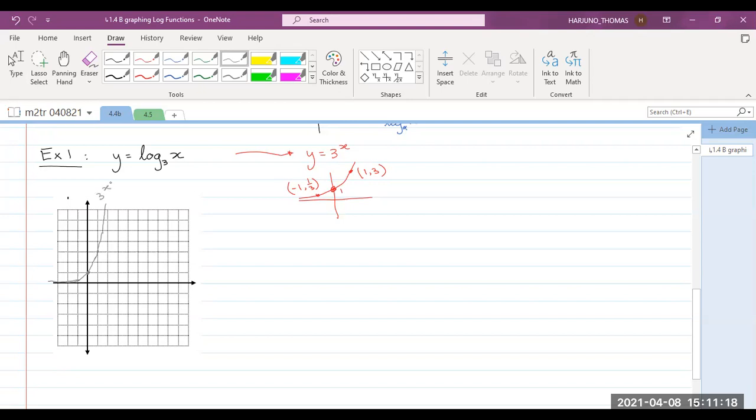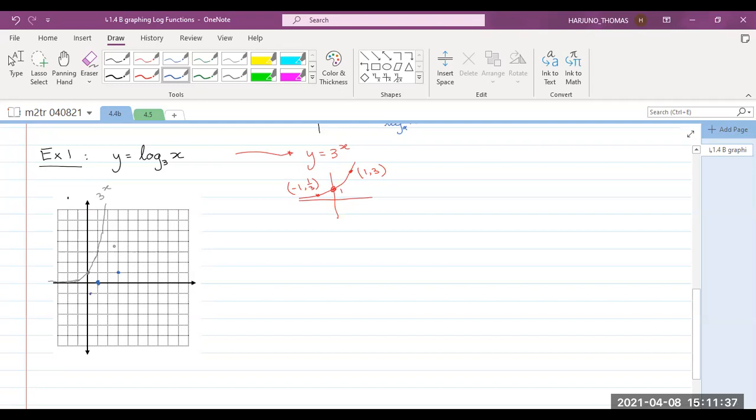Now reflect that with respect to the line y equals x. So (0, 1) becomes (1, 0). (1, 3) becomes (3, 1). Okay, (-1, 1/3) becomes (1/3, -1).